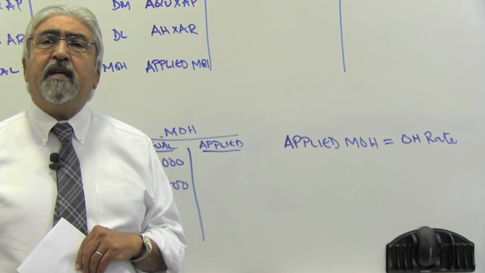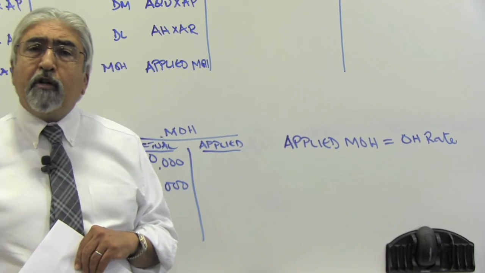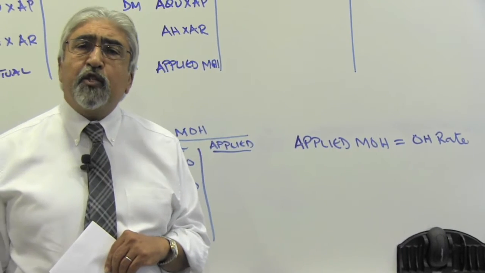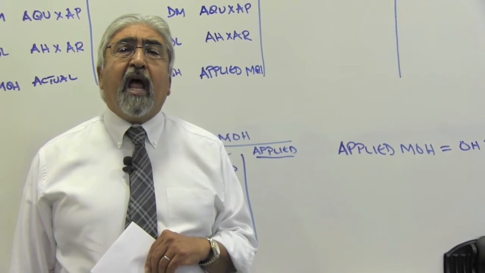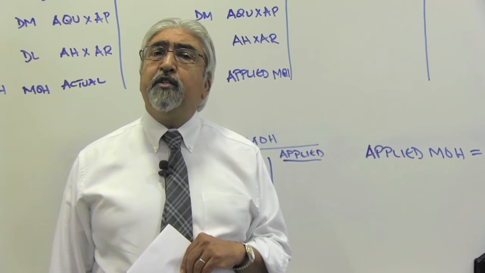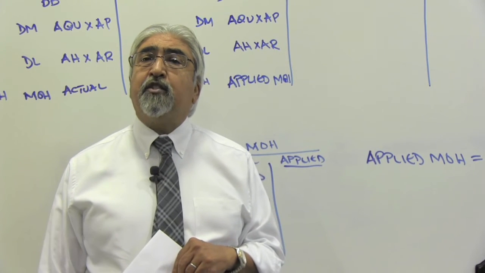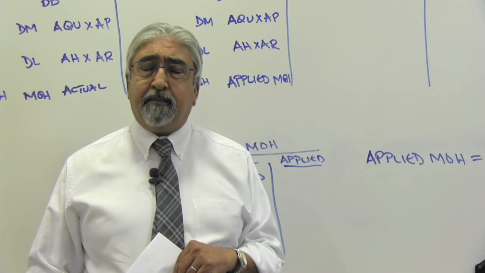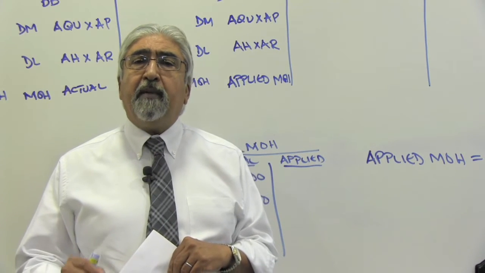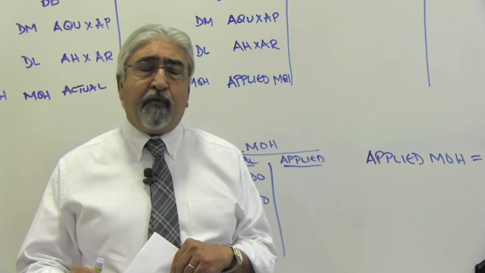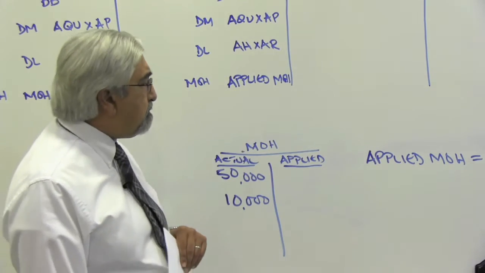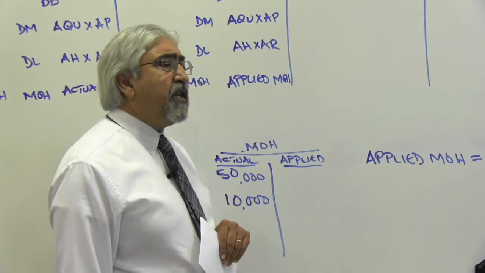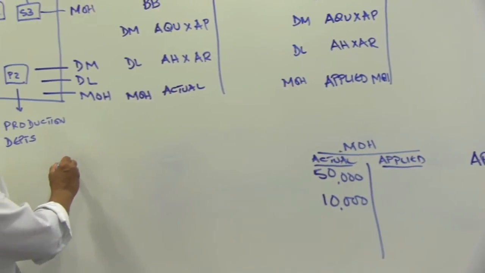Predetermined means that it is calculated before the year begins or as soon as the year begins, and the same number is used throughout the year. It is not changed. That is where the annual part comes in. So, it is a predetermined annual overhead rate. Okay. So, to calculate the overhead rate, we use a formula.